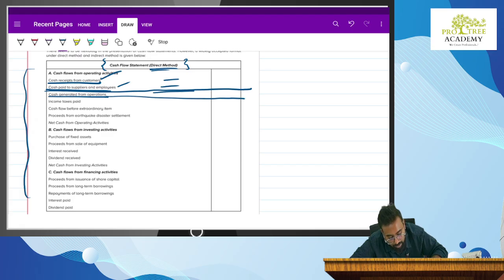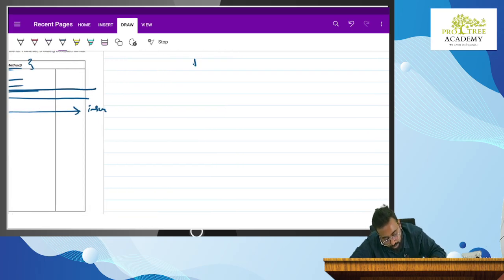Correct, sir? From that you will reduce income tax paid. You will add or reduce any extraordinary item. Proceeds from an earthquake is an example of an extraordinary item. Sir, what is this proceeds from earthquake disaster settlement? Sir, insurance, sir.